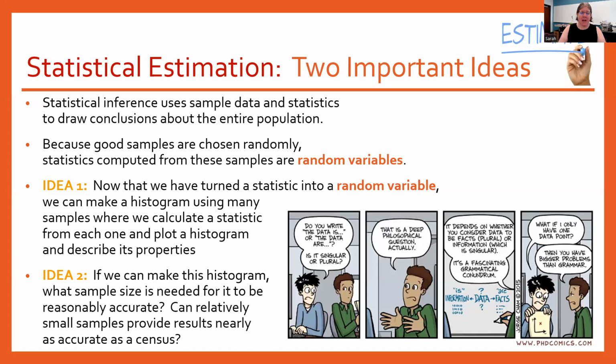So the first idea here, now that we've turned a statistic into a random variable, we can make a histogram using many samples. So we're taking the mean from each and every single one of those samples, and then we can plot a histogram and describe its properties. Okay, and then that second follow-up question that goes with this is that if we can't actually make this histogram, what sample size is needed for it to be reasonably accurate? Can a relatively small sample size provide results nearly as accurate as a census or asking your entire population?